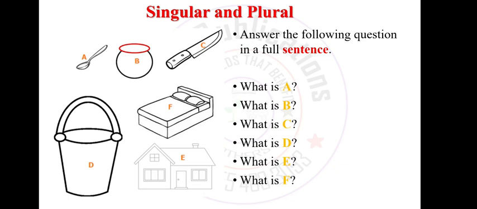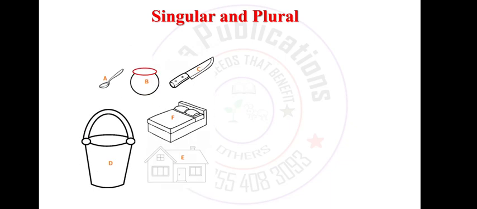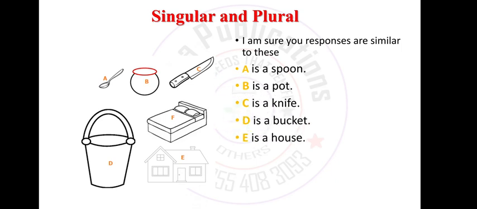You are brilliant students. I'm sure your answers are not different from mine. Right? Okay. So we say A is a spoon. B is a pot. C is a knife. D is a bucket. E is a house. F is a bed. Well, you might have written that E is a building. Whatever you put there, you are correct. All right.